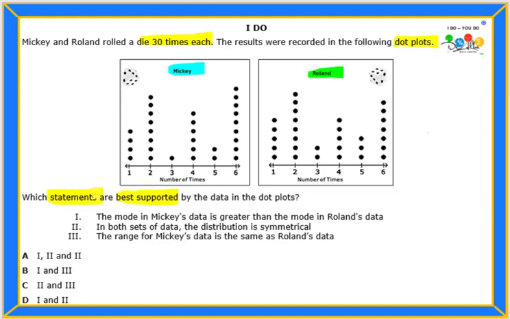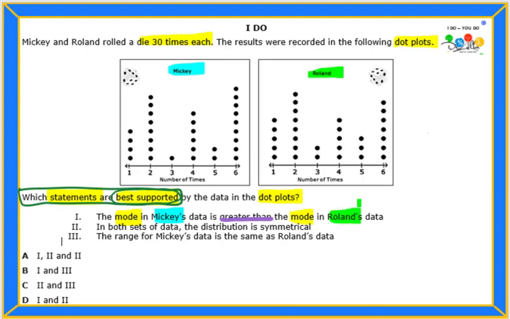So it says statements by the data in the dot plots. So for this one, we are looking for more than one statement that is best supported. So we're looking for true statements. So let's go ahead and look at the first one, the mode. So we are going to be comparing the modes of these two dot plots, and it says the mode for Mickey's data is greater than, we want to make sure we get that, the mode in Roland's data.